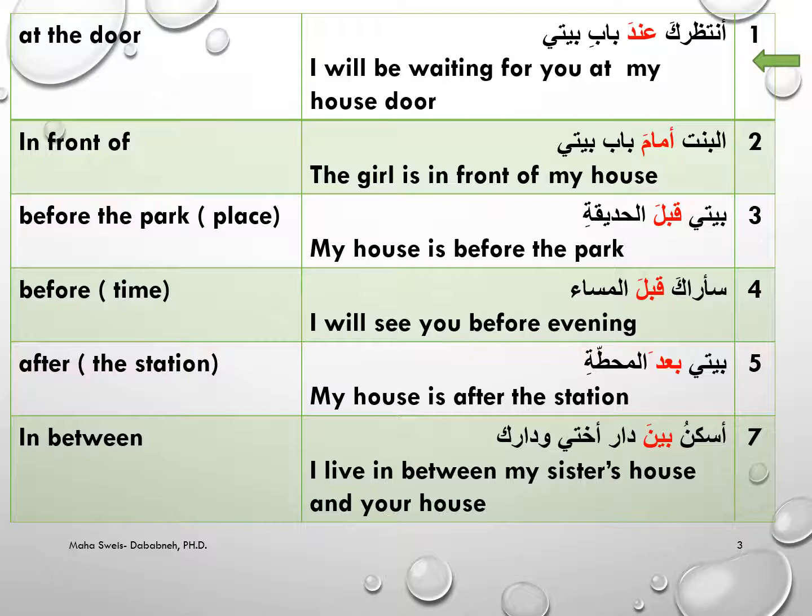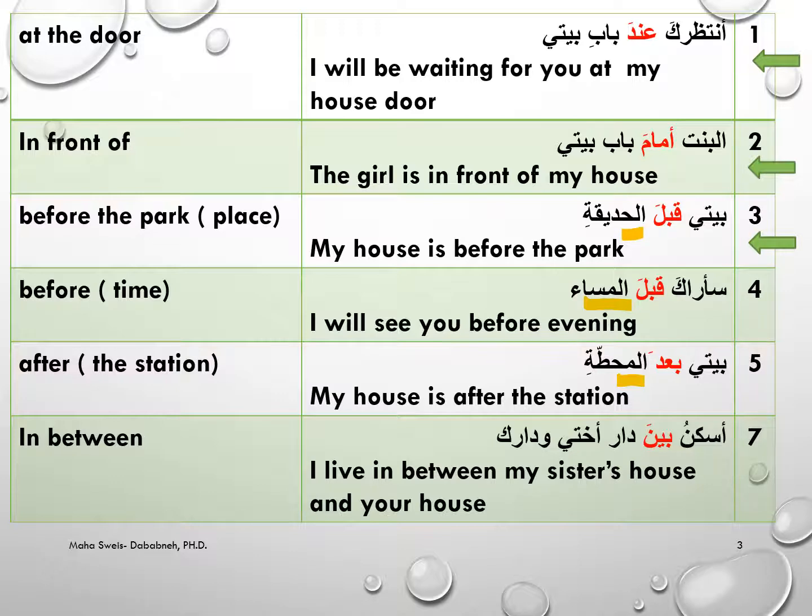أنتظرك عند باب بيتي. البنت أمام باب بيتي. بيتي قبل الحديقة. I just want you to pay attention to the way I'm pronouncing the noun that follows the preposition. Please pay attention, especially if it has alif lam in it. Pay attention to the way I'm pronouncing it.